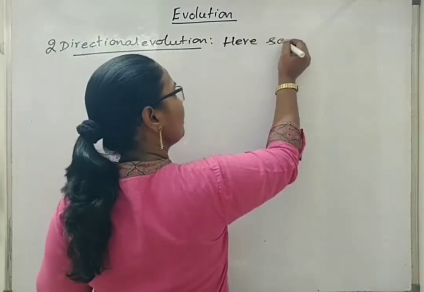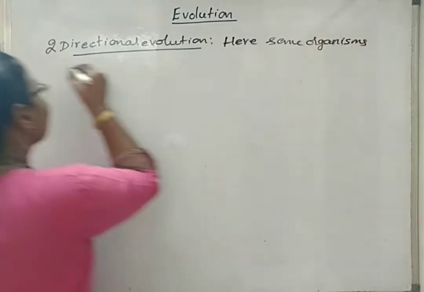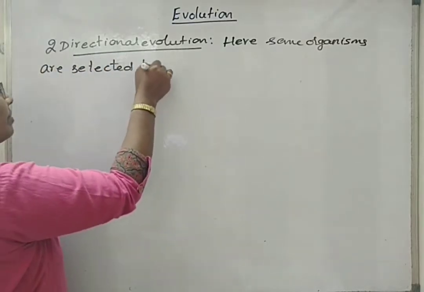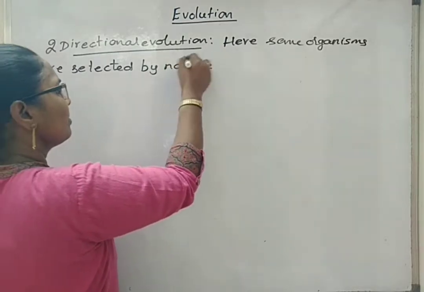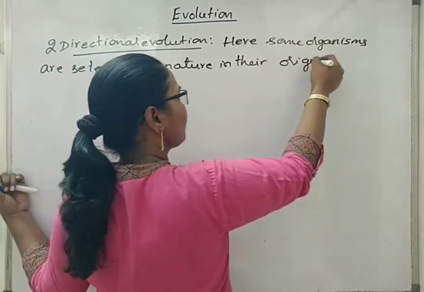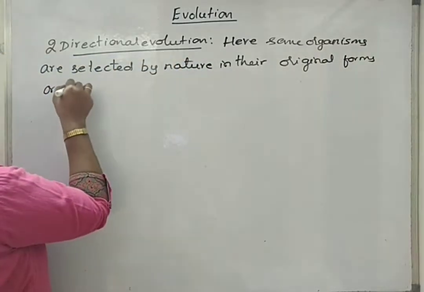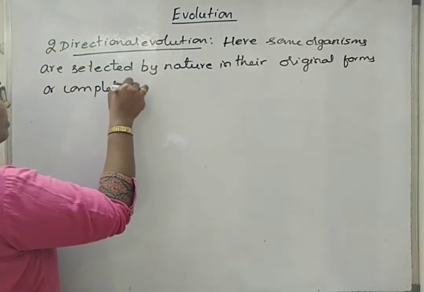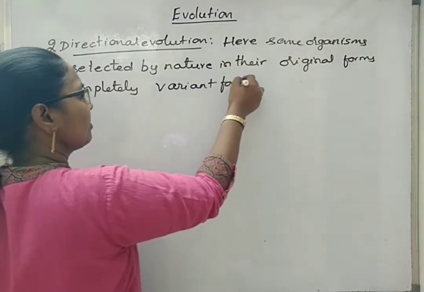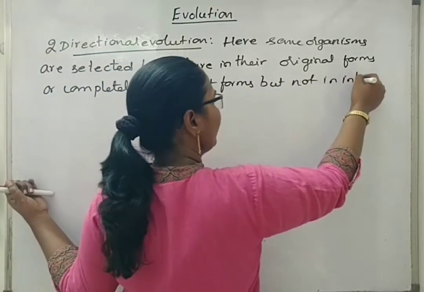Here some organisms are selected by nature in their original forms or completely variant forms, but not in intermediate forms.